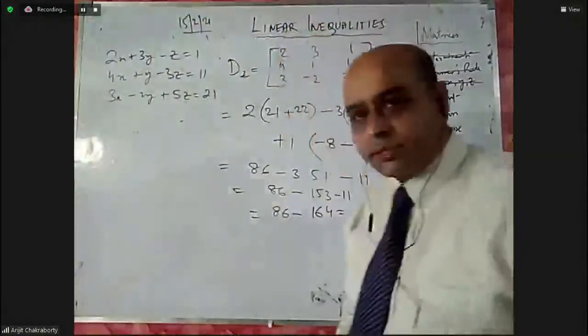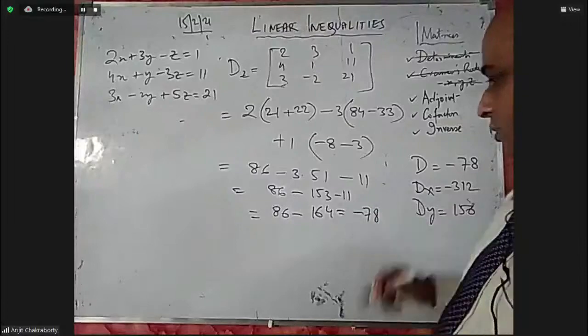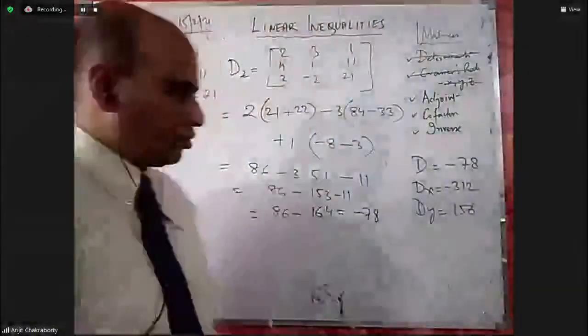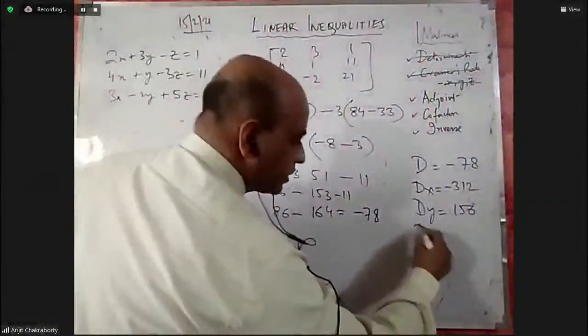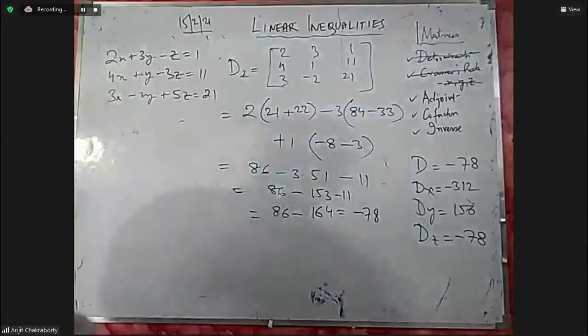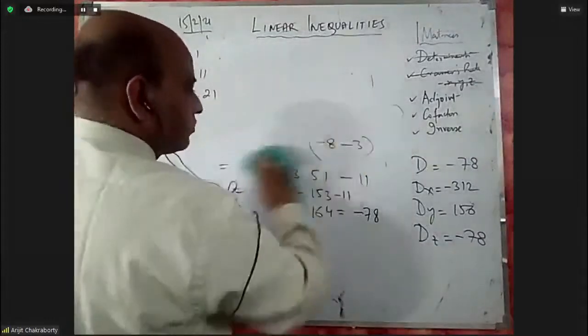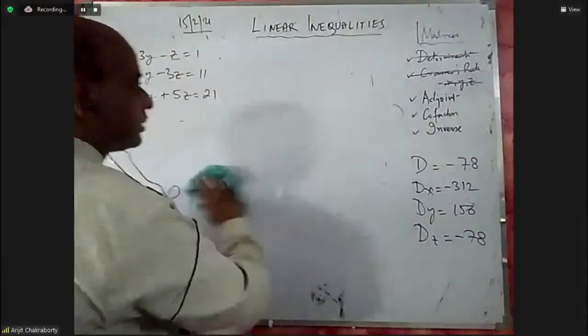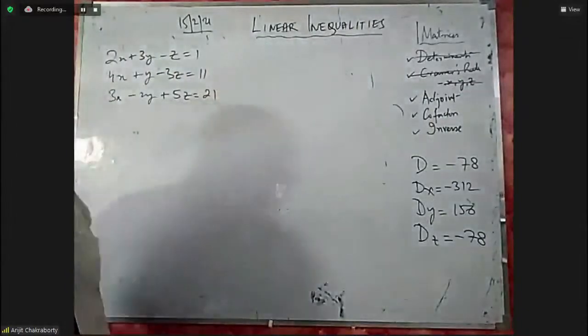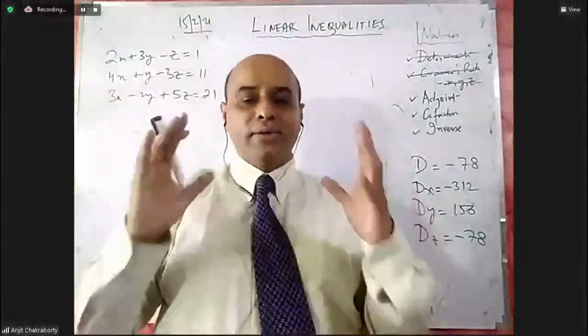So 86 minus 164. So I think that is minus 78. Right? I hope you have done correctly. dz is equal to minus 78. Now we are done, and we now quickly find out the values of x, y, and z. We have got the values of the 4 determinants, and therefore we can comfortably and confidently declare the values.